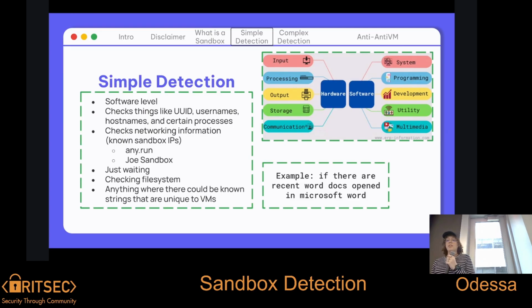And lastly, just checking anything where there could be known strings that are unique to VMs. For instance, known registry keys for VirtualBox and VMware, if they exist on whatever host the malware is being run on. Those registry keys don't normally exist on actual hosts that you want to infect, and so it's a big red flag there.